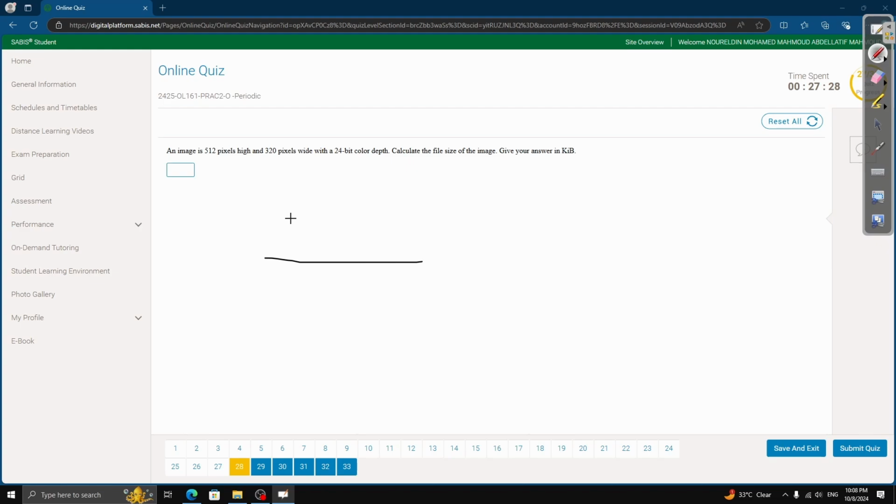So put everything in the given here. 512, which you can just instantly say is 2 to the power of 9, times 320, times 24 over 8, because first this will give it to us in bytes, and then 2 to the power of 10, because this will give it to us in kilobytes. Using the identities of exponents, this can be simplified into this.